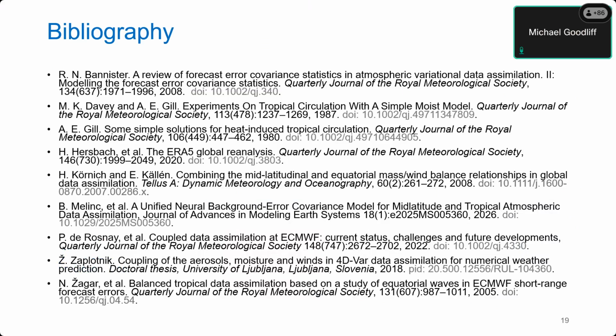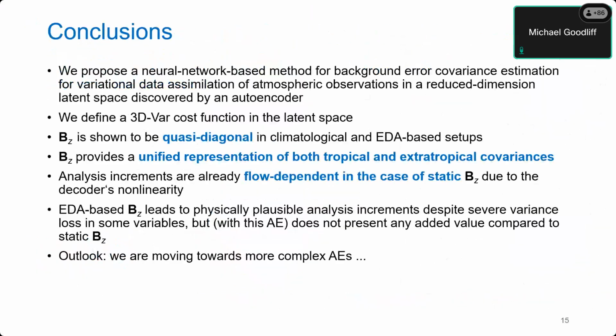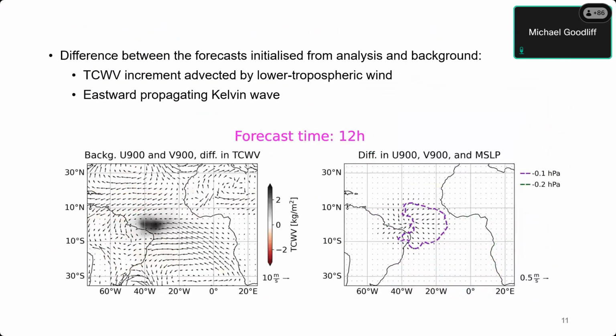Hi, Bostjan, very nice talk. Interesting to see that the climatological covariance matrix comes out almost diagonal. Do you know why that would be the case? As far as I understand, you do not explicitly enforce sparsity for B_Z. Thanks.